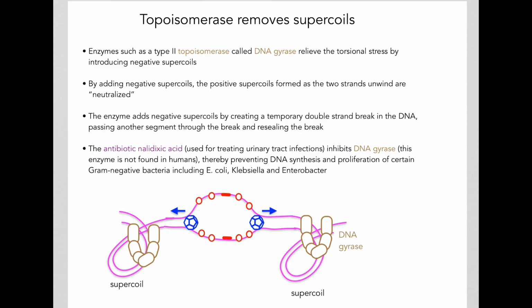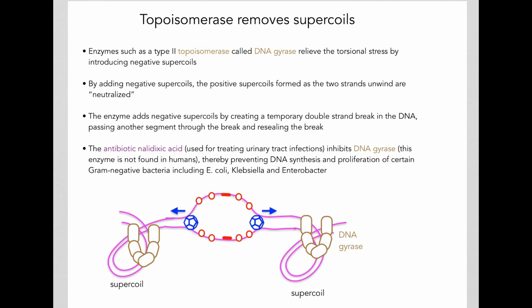There are enzymes such as a type 2 topoisomerase. So topo comes from the word topology. Isomerase, remember, is an enzyme, a family of enzymes. And there's a type 2 topoisomerase called DNA gyrase. This DNA gyrase will release the torsional stress by introducing negative supercoils. So DNA gyrase will introduce negative supercoils, and these negative supercoils will neutralize the positive supercoils that are formed as helicase unwinds the two strands.